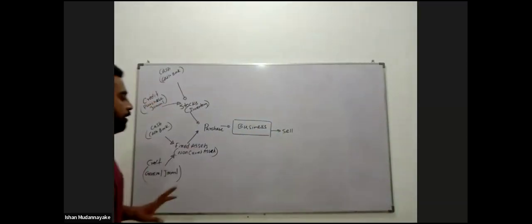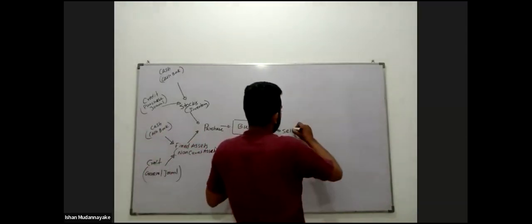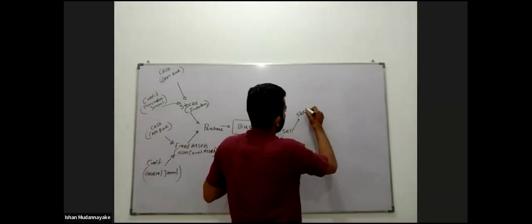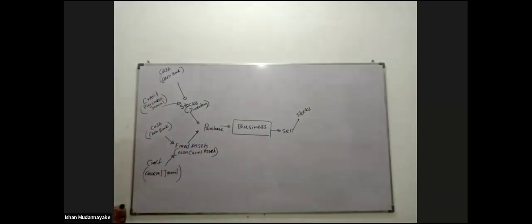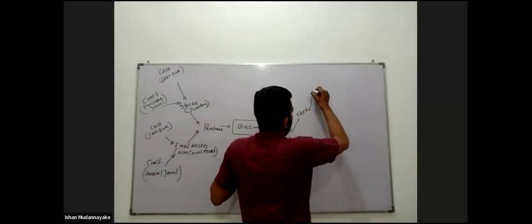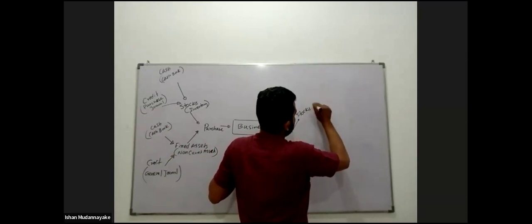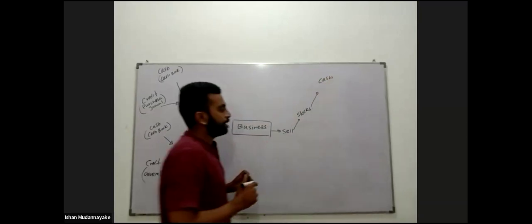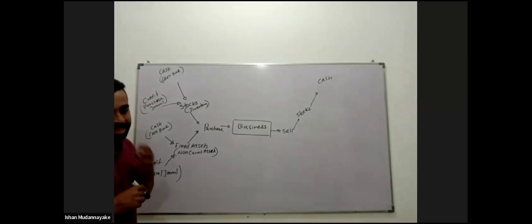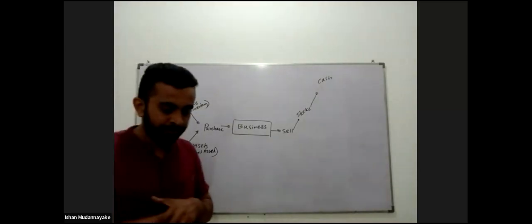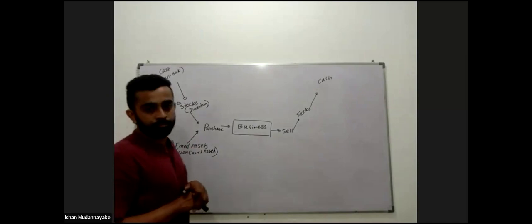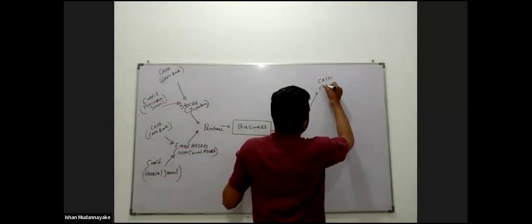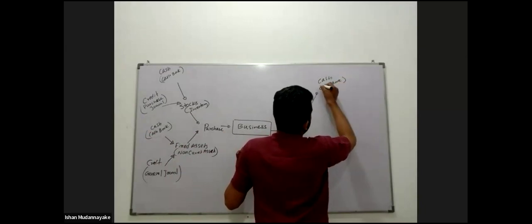Now, when a business organization sells stocks on a cash basis, where is it recorded first? In the cash book. The cash book is a primary book.